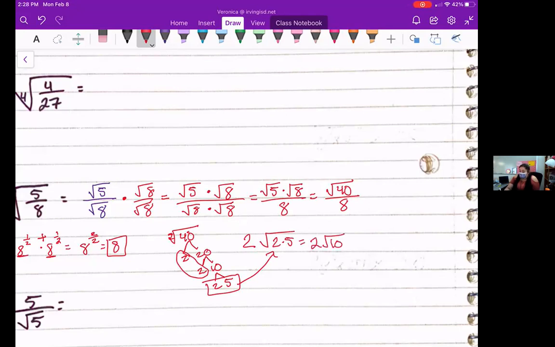So that means that the square root of 40 is really simplified to 2 times the square root of 10 over 8. Here we can see that 2 over 8 simplifies to 1 over 4. So we have the square root of 10 over 4. That would be your final answer.